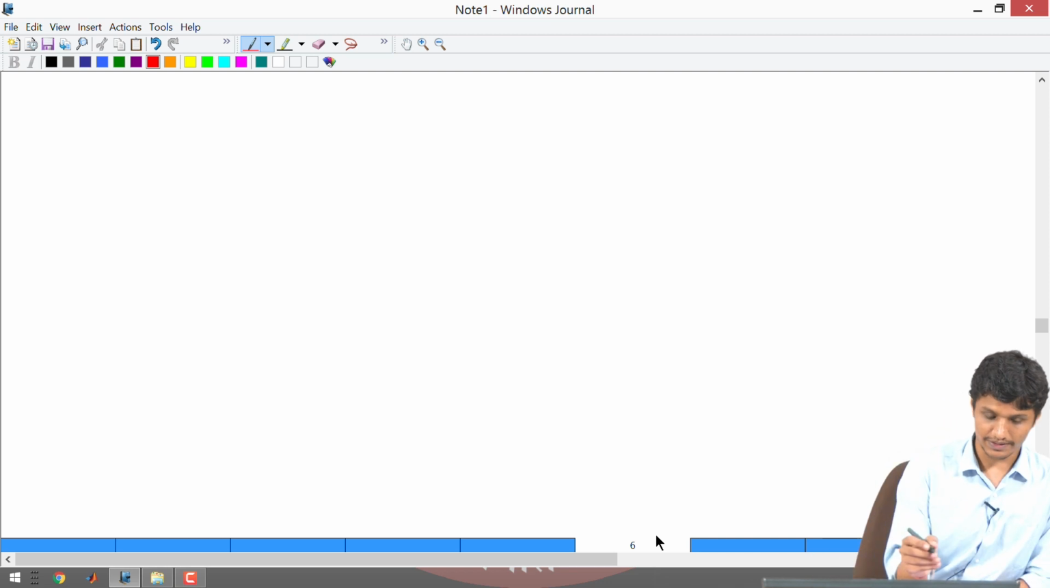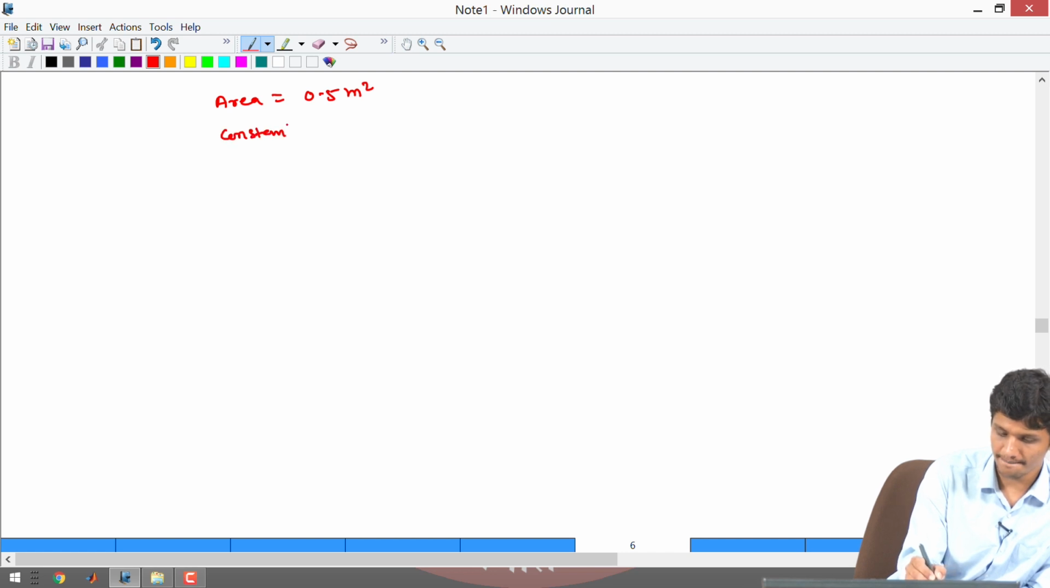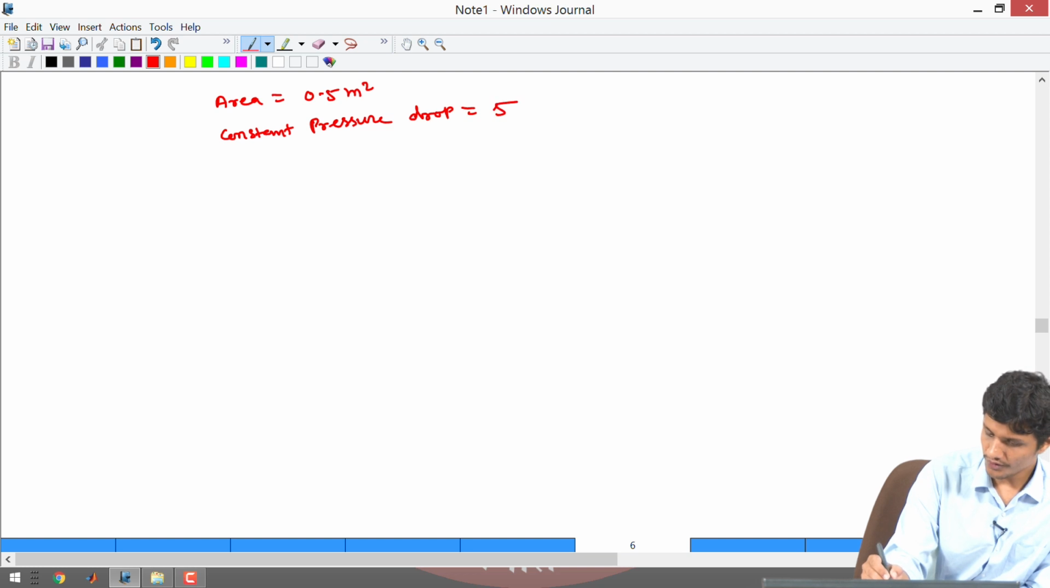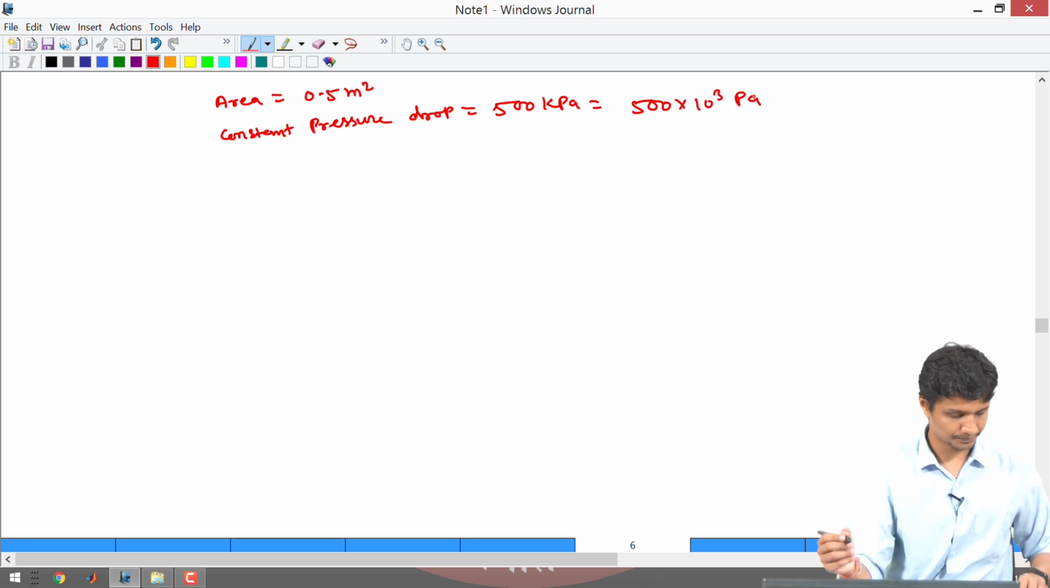For the first case, the area is given in the question, equal to 0.5 meter square, and the constant pressure drop is 500 kilopascal, equal to 500 into 10 power 3 Pascal.